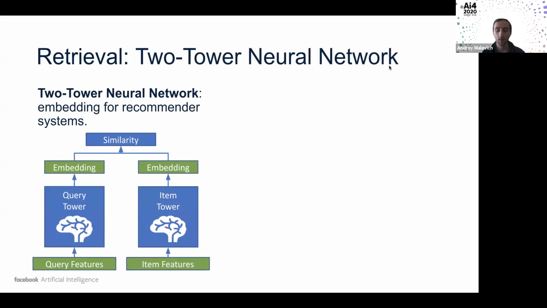So, to understand one of the possible ways to implement it, let's take a closer look at one of the frequently used approaches for this problem, which is the two-tower neural network-based model. To understand the idea behind this model, let's first refresh the ideas behind embeddings.